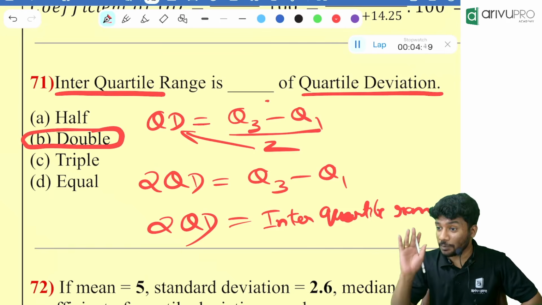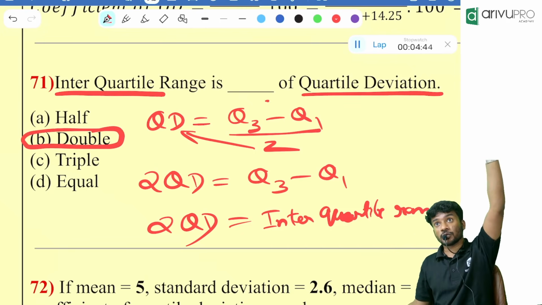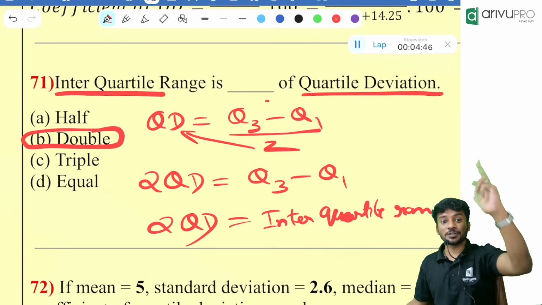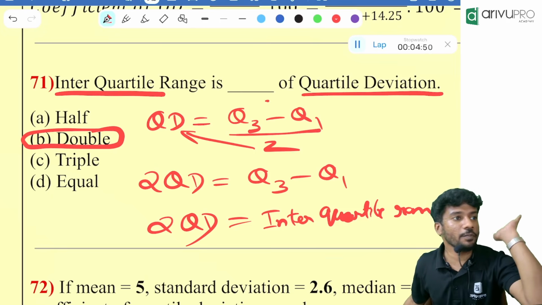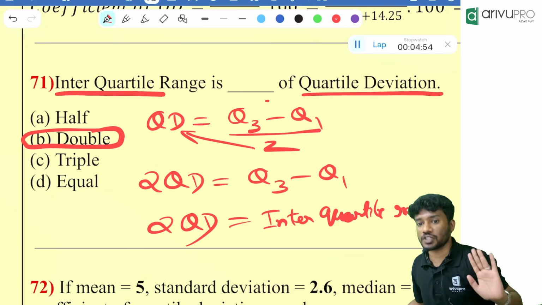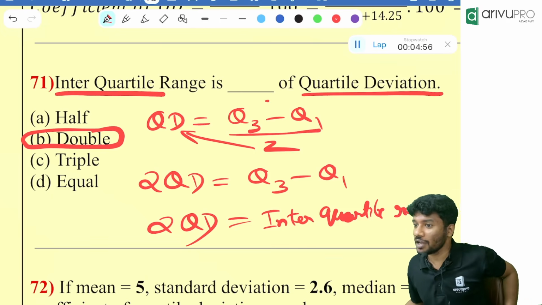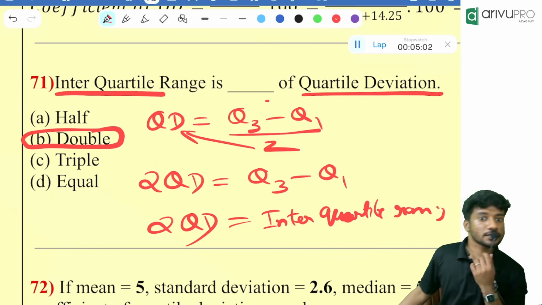Make a note. Many people will make a mistake because you will think in this angle: Q3 minus Q1 divided by 2. That mistake many people can make. Don't make that mistake. Even if you feel confused, right away write the formula and cross check. Then you will get the correct answer. Understood? Everyone got it? Yes, Purnasri, you got it?